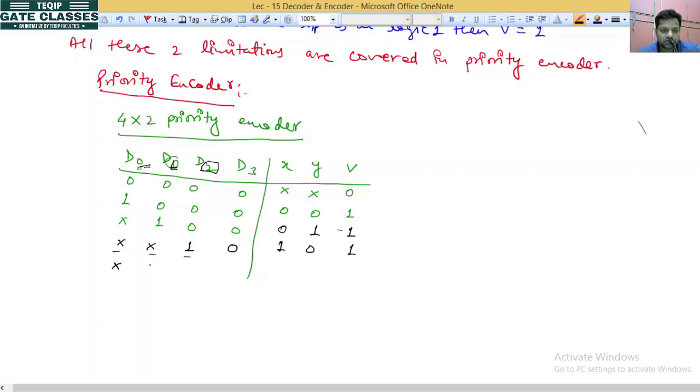Similarly, for the last combination, whatever the values for these three, if it is 1, which one will be reflected on the output? The highest decimal value, that is 3. So 3 is going to be reflected on the output, and since this is a valid output, the valid bit will be 1. Okay, so this is the case of the 4x2 priority encoder, and in this encoder we have eliminated those two limitations.